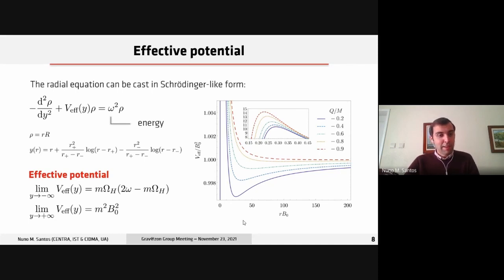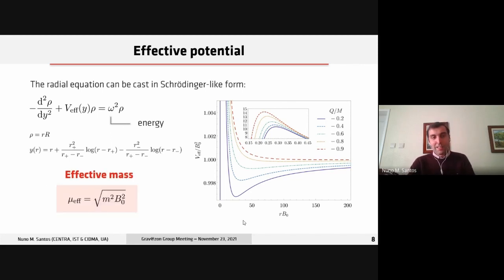But anyway, the potential has this limiting behavior that you can see below. As you can see, the effective potential tends to the square of little m times b naught squared. Okay, and this suggests that the magnetic field gives the scalar field an effective mass, which is precisely given by the absolute value of little m times b naught.